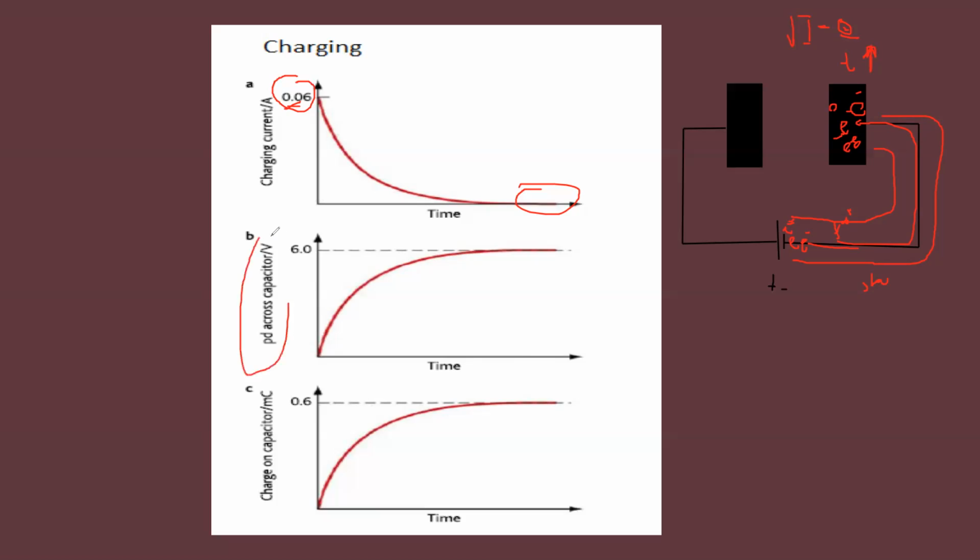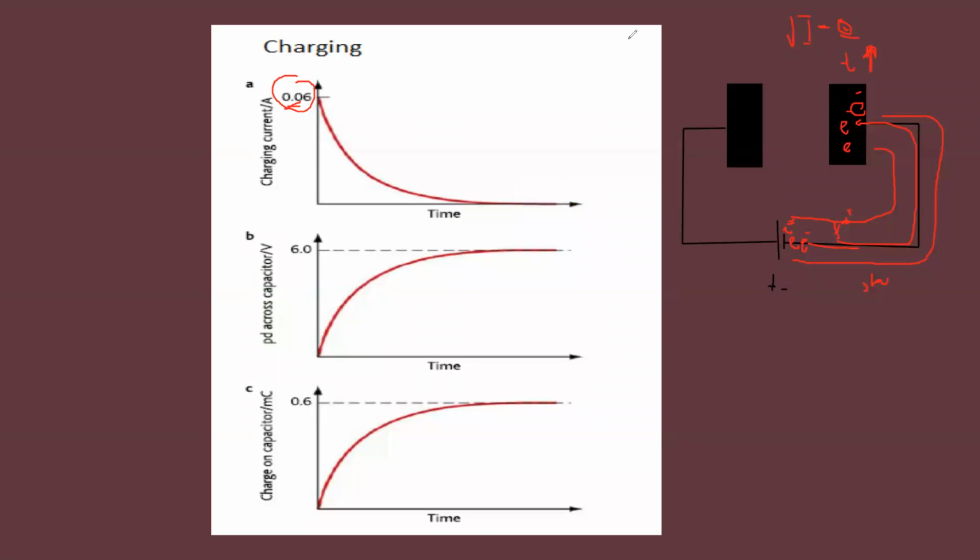Then if we look at the potential difference or voltage against time, in the beginning the voltage is smaller, but with the passage of time the voltage increases. The rate is decreasing, but the voltage increases, and eventually it will be constant. What is the reason for that?